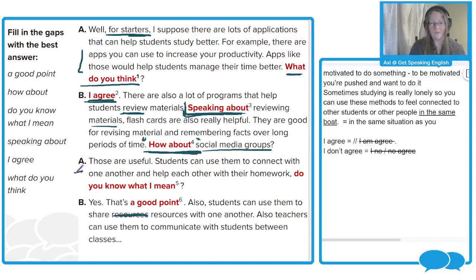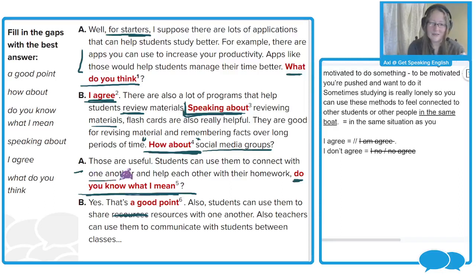It's like, well, those are useful. Students could use them to connect with one another, help each other do their homework. Do you know what I mean? So another great way, this is really common as a filler phrase in English, like, you know what I mean? When we're talking about something, you'll hear people say that all the time. But you could use this as well, right?